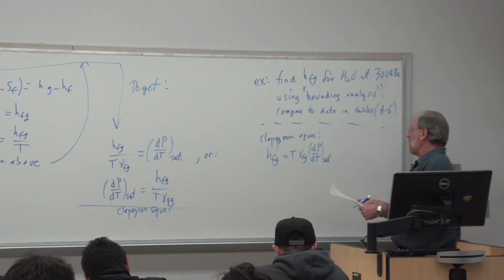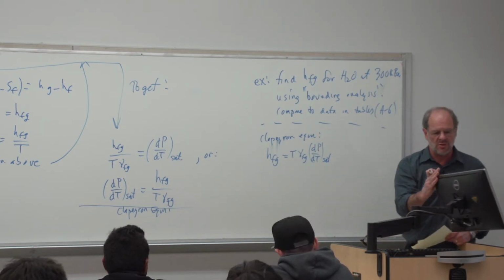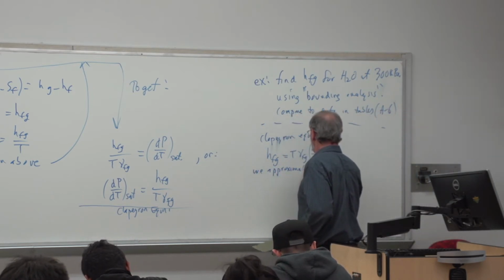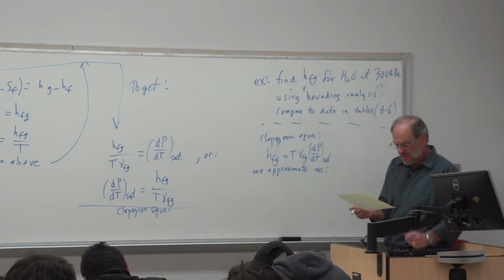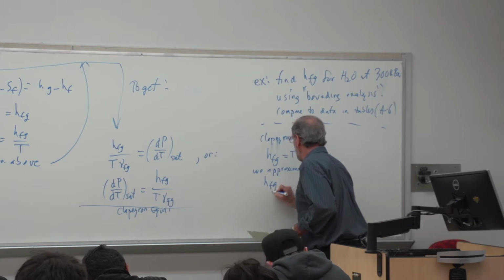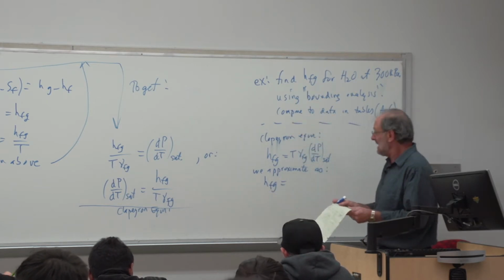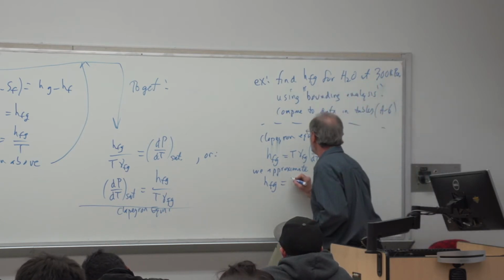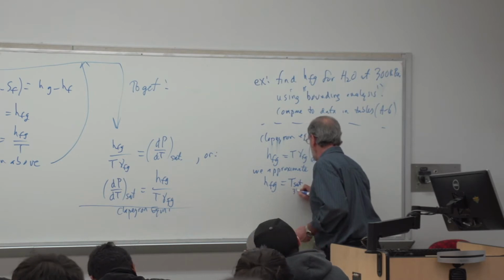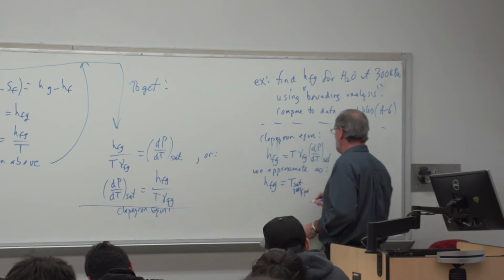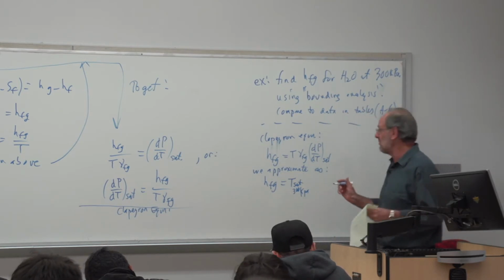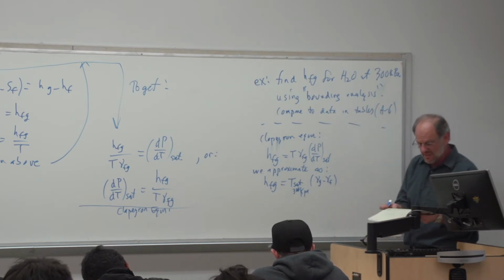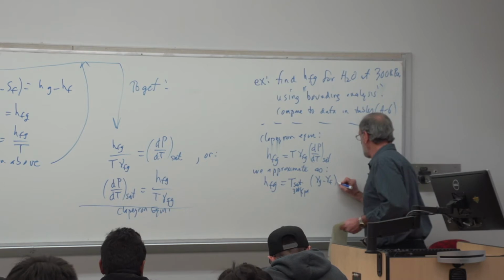Okay. Now, remember with this bounding analysis, we're actually using some approximations. So we can approximate this as follows. HFG is what we're trying to find, so we'll leave that in place. The temperature is simply going to be the saturation temperature that corresponds to this pressure. That's something easily measurable. So that temperature is just Tsat at the given pressure of 300 kilopascals. VFG could just simply be written as the difference between VG and VF. And again, this is going to be at that same pressure, 300 kilopascals.